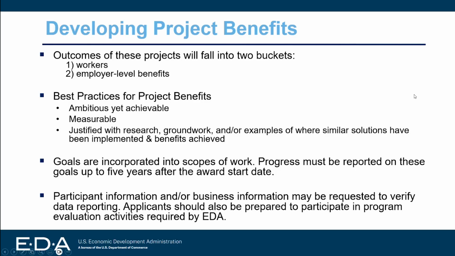So keep something in mind. The goals that you propose as a part of your narrative, if you are awarded this project, those will be incorporated into the scopes of work, and progress toward those goals will be reported by your coalition up to 5 years after the award start date. We want to be upfront about that so that as you do think about those benefits, you are thinking really practically about what these activities can accomplish and understand that there will be accountability measures with that proposal.